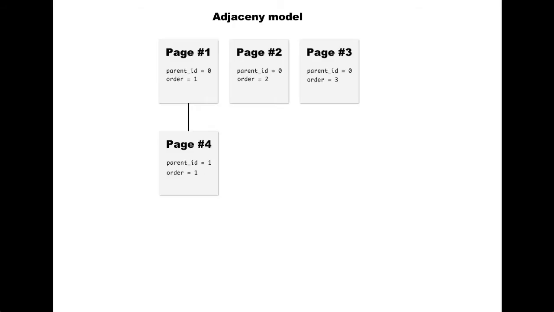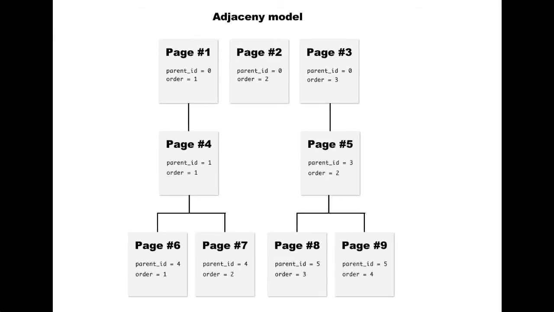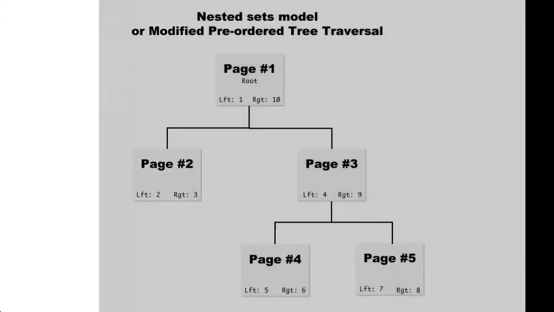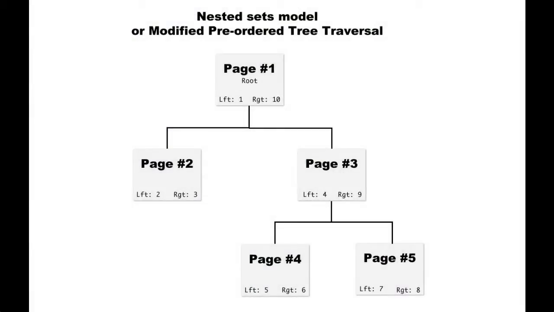But it starts to present problems when you have trees consisting of 3 or more layers. Then you need a whole bunch of queries just to get all the pages out of the database, and that's not good for performance. Now the second model is called the nested sets model, or modified pre-ordered tree traversal model.